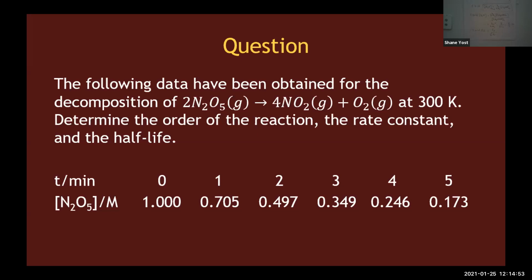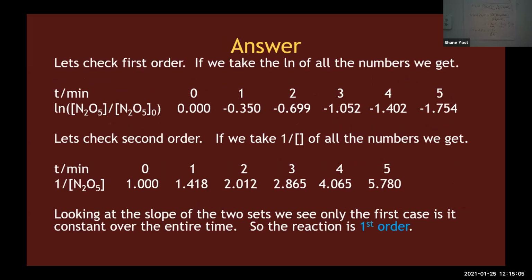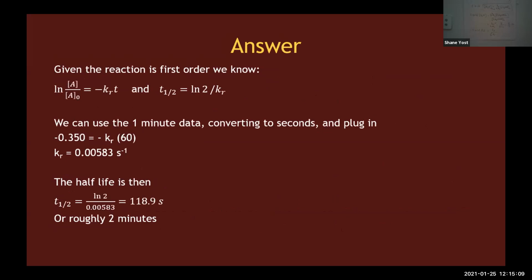So for 0th order, you'd plot concentration versus time, and that would give you a straight line. First order, the natural log concentration versus time would give you a straight line. Second order, 1 over the concentration versus time would give you a straight line. Once you do that, the slope of your line is always equal to the rate constant, or at least the absolute value of that slope.